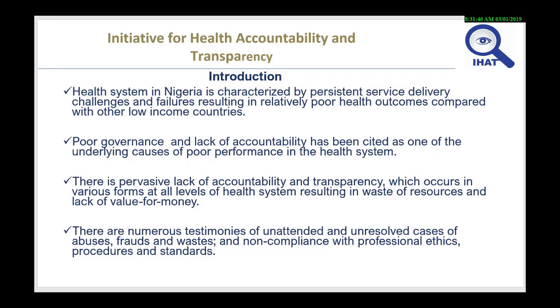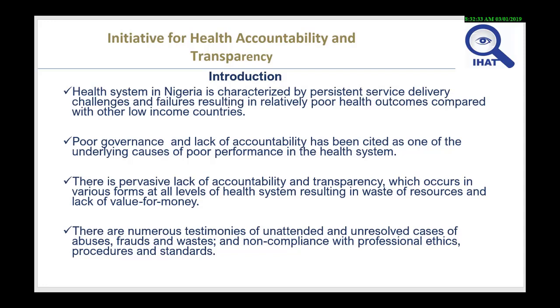Let us look at key issues as it affects accountability in the health system in Nigeria. The health system in Nigeria is characterized by persistent service delivery challenges and failures, and this has resulted in poor health outcomes compared with other low-income countries. Poor governance and lack of accountability has been cited as one of the underlying causes of poor performance in the health system in Nigeria. There is pervasive lack of accountability and transparency, which occurs in various forms at all levels of the health system, resulting in waste of resources and lack of value for money.